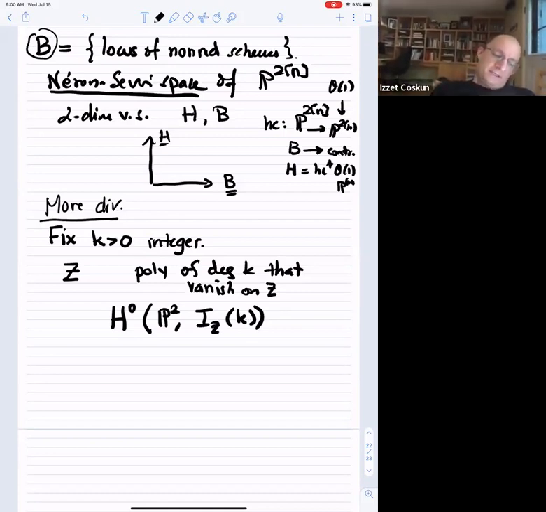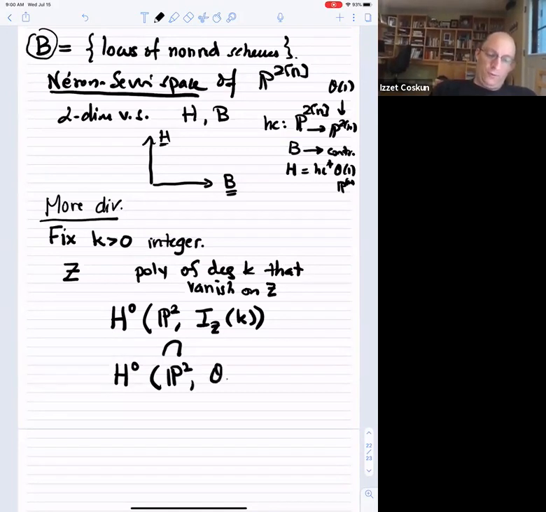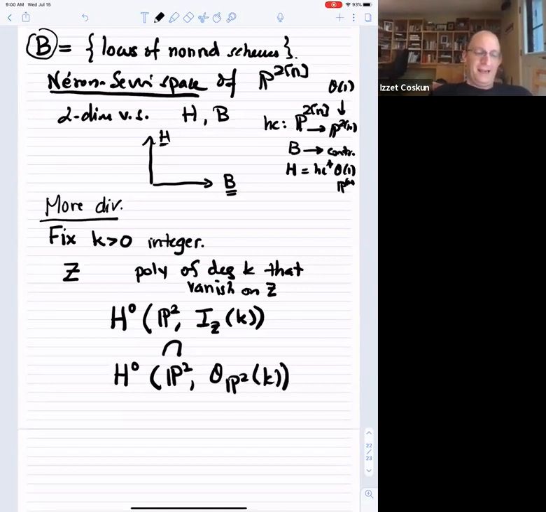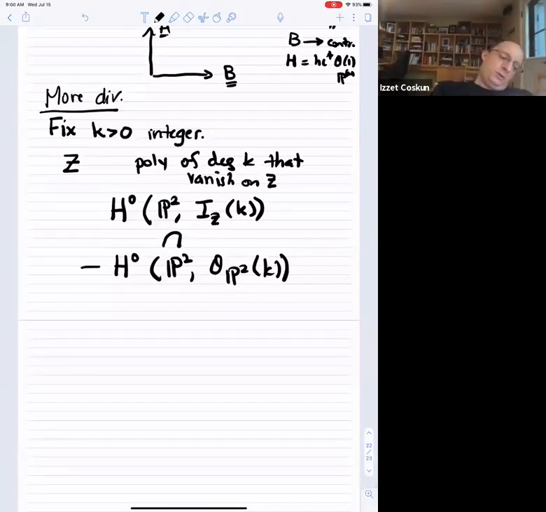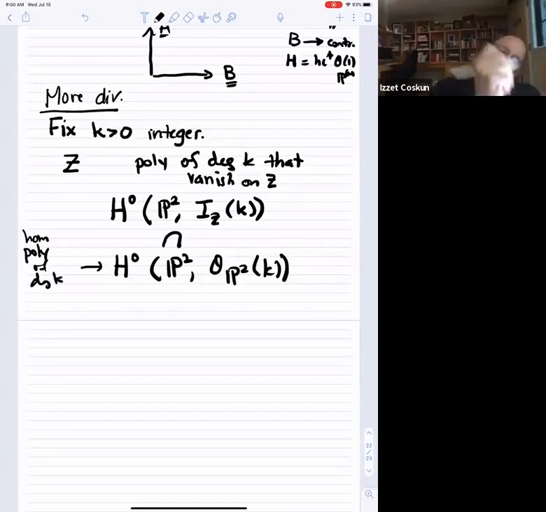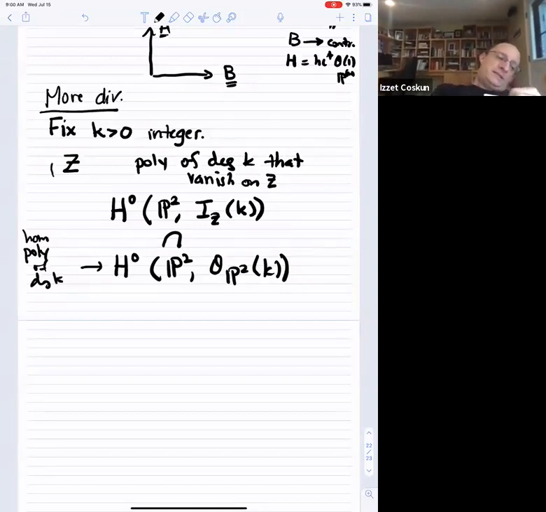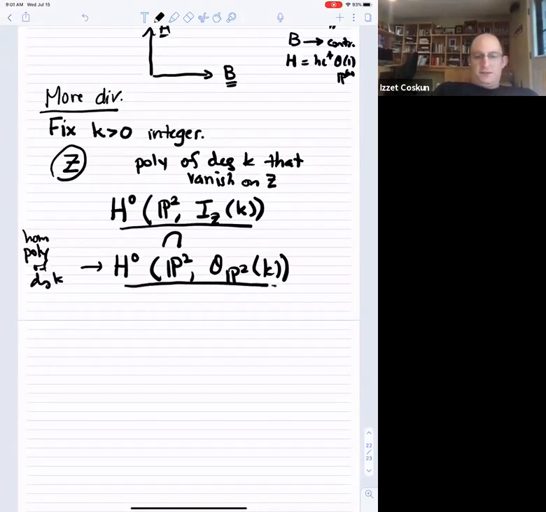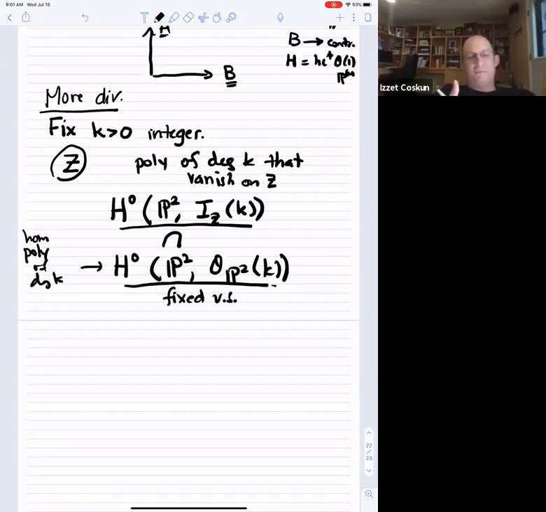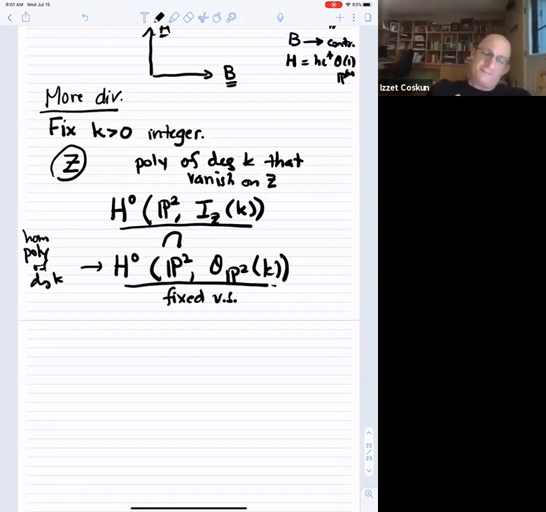But you see, in particular, this is always a subspace of H^0(P^2, O_{P^2}(k)). So the fancy way of saying it is that the polynomials of degree k that vanish on Z form a vector subspace of the polynomials of degree k. These are homogeneous polynomials of degree k in 3 variables on P^2. So to each Z, I can associate a subspace of this fixed vector space. This, of course, depends on Z. If I have different points, then the polynomials that vanish on those points are typically different.